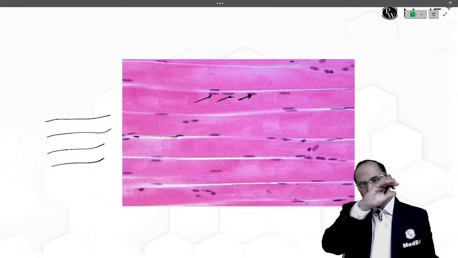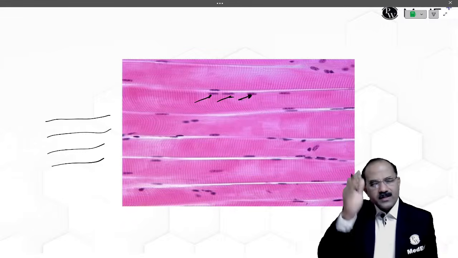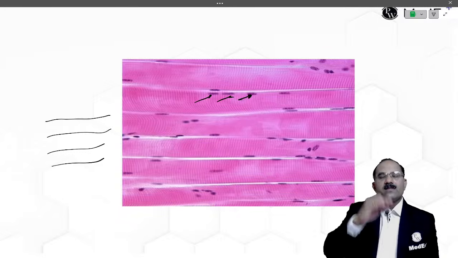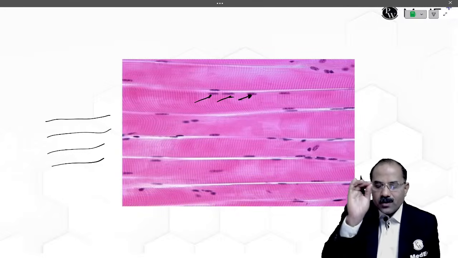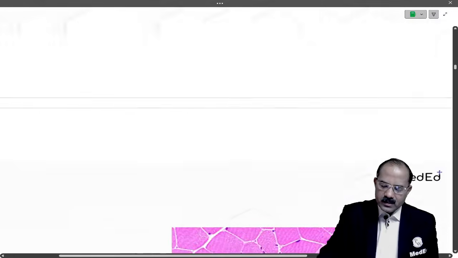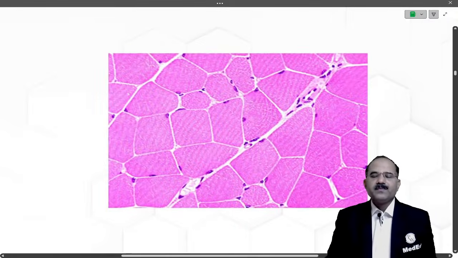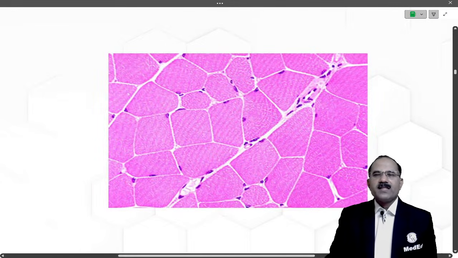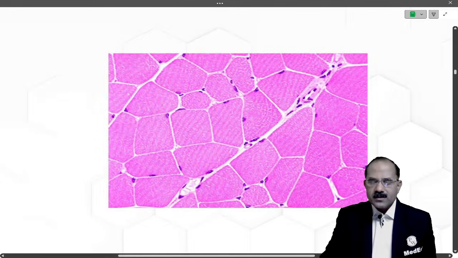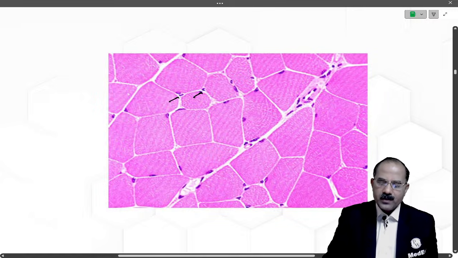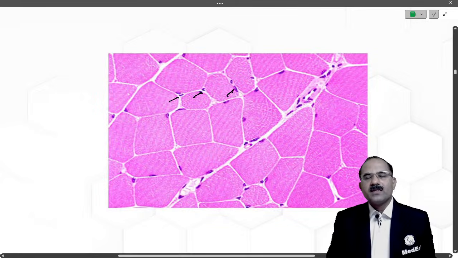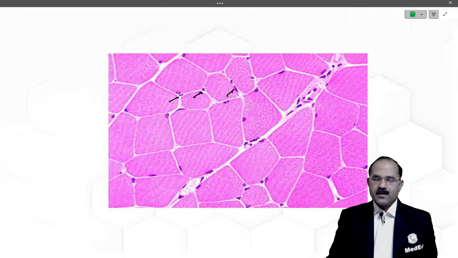So in these longitudinal fibers, you will see striations. Striations are present. Nucleus is at the periphery. So this is LS of a skeletal muscle. If you see this, what is this going to be? This is TS of a skeletal muscle. Again, striations are seen. Nucleus is at the periphery. You can see this nucleus at the periphery. So this is a TS of a skeletal muscle.